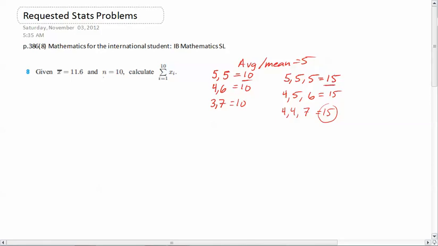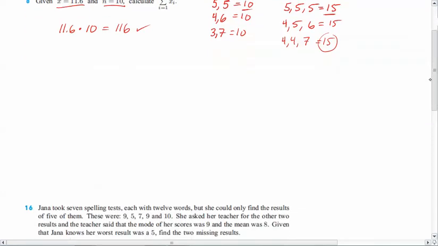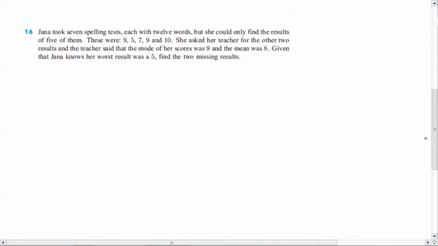So, if we know that there are 10 terms, and the average is 11.6, all we need to do is take the average and multiply by n, how many terms there are. Because no matter what, they need to add up to have that sum. And so we get 116. Ta-da! Let's do another one. Let's do another one with the average, and then we'll look at something a little bit different.